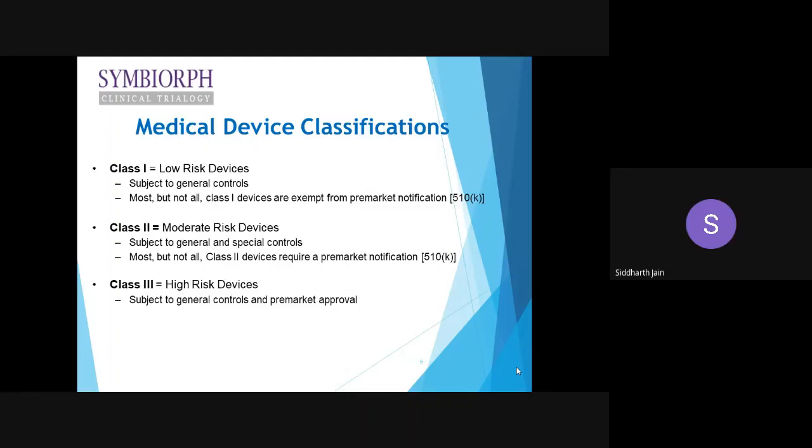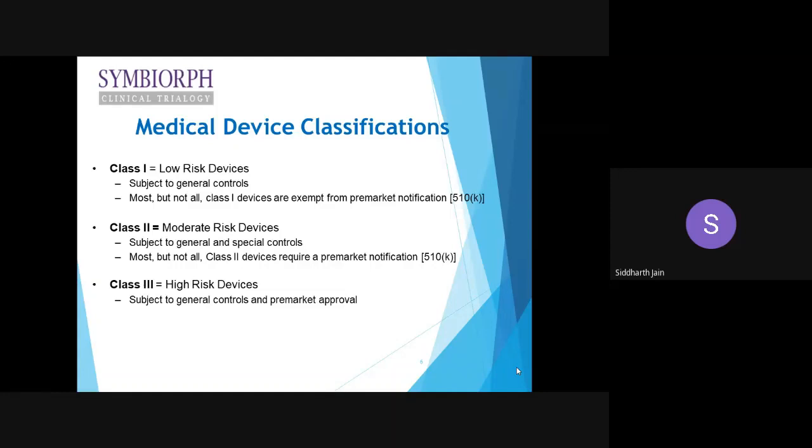And once you have started selling your product, at any period of time, within a period of 1 to 2 years, a surprise inspection by the US FDA auditors can happen at your facility. So you have to make sure that the 21 CFR 820.20 is implemented into your system.